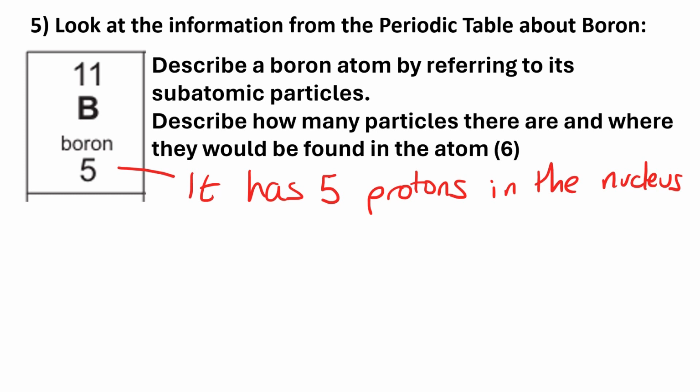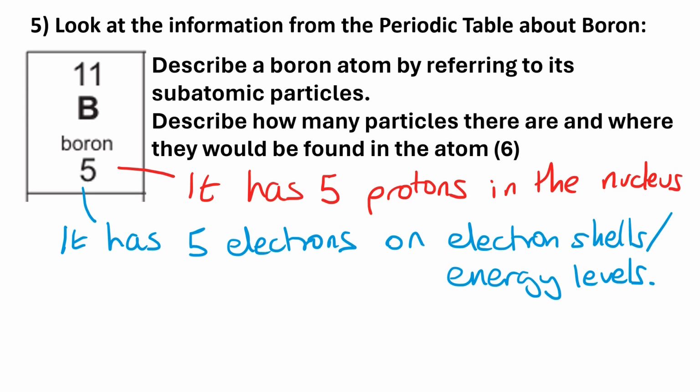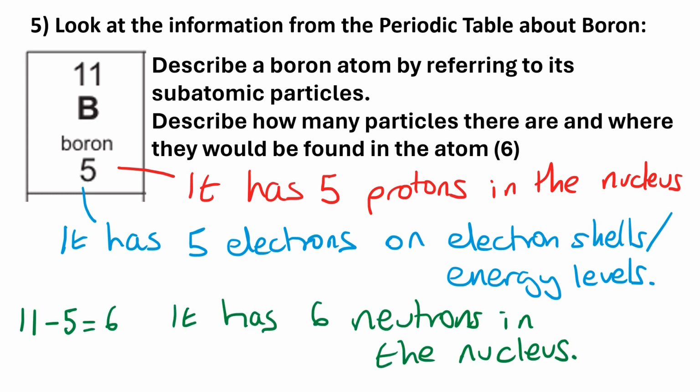That atomic number also tells us it would have 5 electrons and they would be found on electron shells, or you could call them energy levels. And to work out the number of neutrons, we do the mass number take away the atomic number, so it's got 6 neutrons and they would be found in the nucleus.